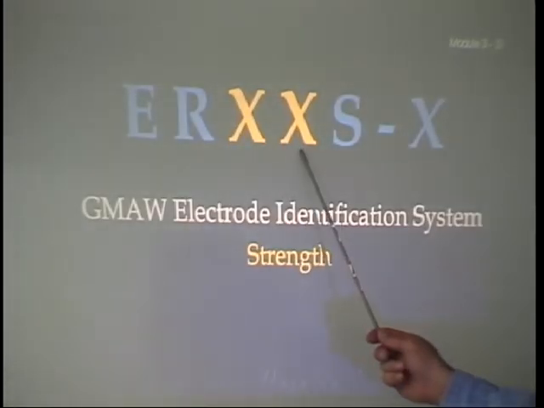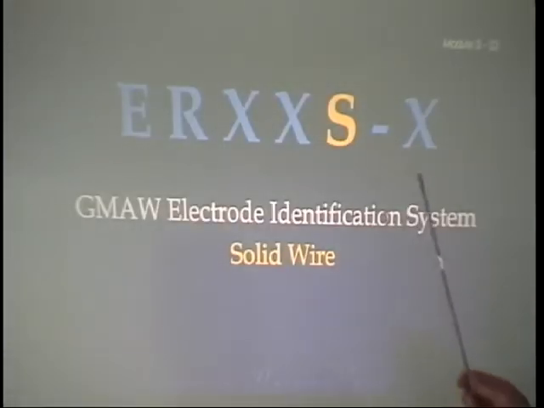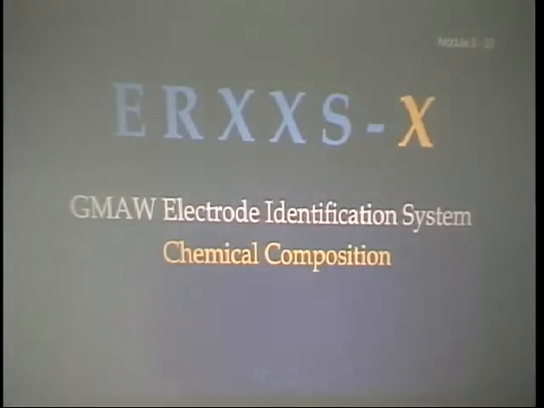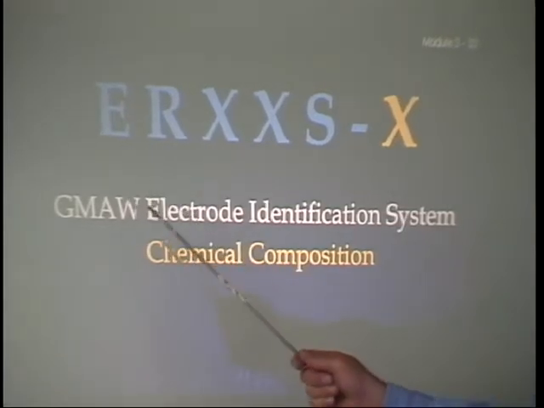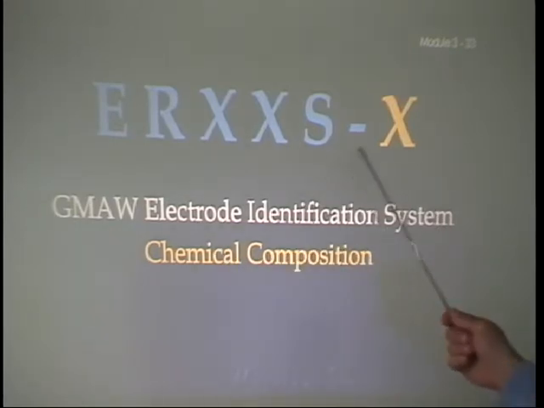The next two numbers are for the strength, and you may be asked on this. S, solid wire. That's what the S means, solid wire. And then finally, the chemical composition of the metal. And we typically use either ER70S-3 or ER70S-2. Look both of those up in your charts, highlight them. I've got them highlighted in mine. And you may get a question on those.